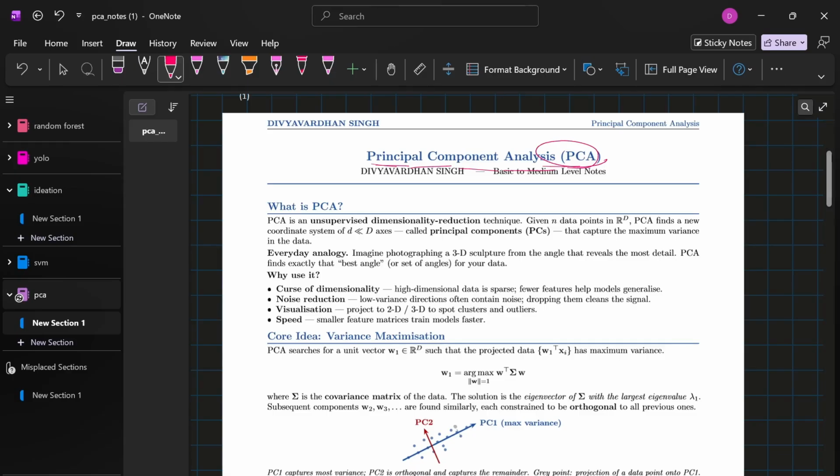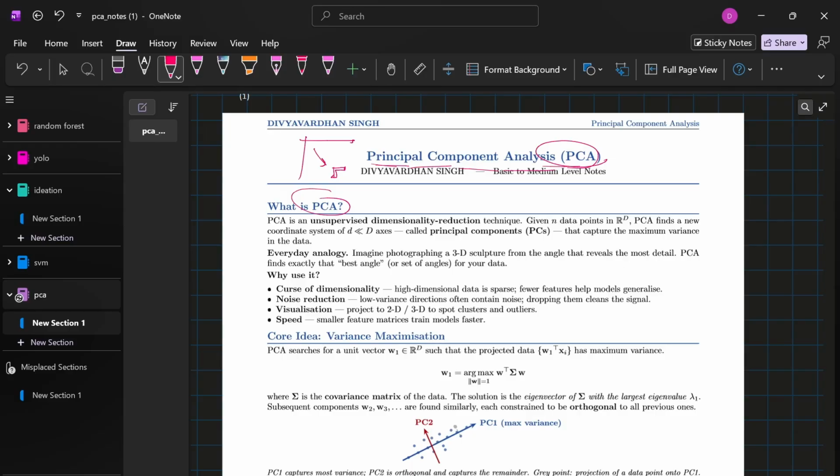In simple words, imagine you have a dataset with hundreds of columns, hundreds of features. Now that is too much to handle. So PCA helps you shrink that down to just a few columns and few rows while making sure that you don't lose the important information. This technique is also called the dimensionality reduction technique.